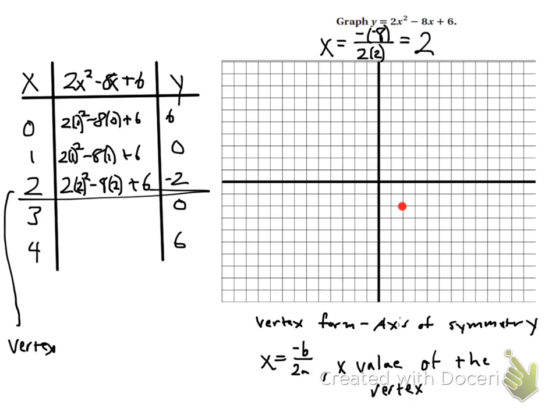1, 0. 3, 0. 0, 6. 1, 2, 3, 4, 5, 6. Boom. Draw my lines for my quadratic. And again, you'll notice it's skinnier than the parent because a is greater than 1.